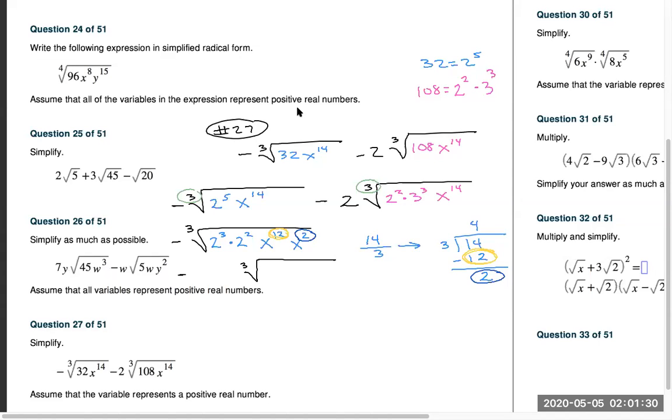So you see we have 2 to the third. A 2 is going to come out. And then we have x to the 12th. Well, how many groups of 3 x's is that? It's 4 groups. So then I figure out what's left over. I still have a 2 squared. And I still have an x squared from here and here.